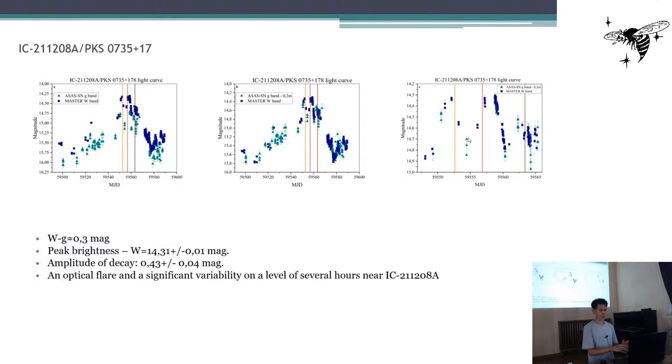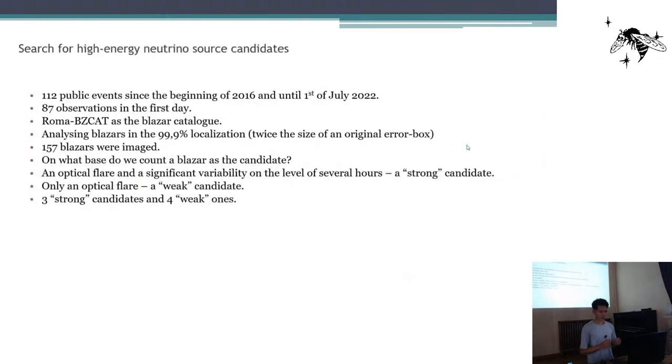And you can clearly see that this blazar showed an optical flare, as well as a significant variability on the level of several hours near this neutrino event. So, based on these 2 blazars, we can use 2 signals of a blazar being a candidate for the source. It is an optical flare and a significant variability on the level of several hours. If the blazar shows both of these signals simultaneously, we deem it a strong candidate. If it only shows an optical flare, we deem it a weak candidate. And we found three strong candidates and four weak ones.